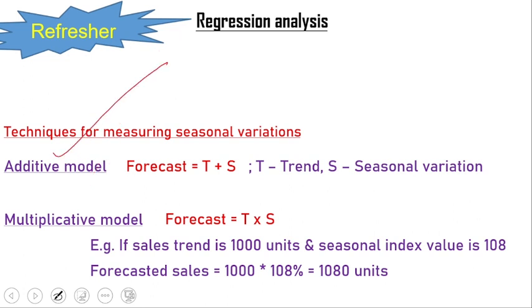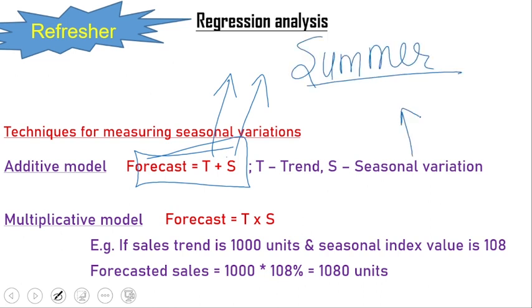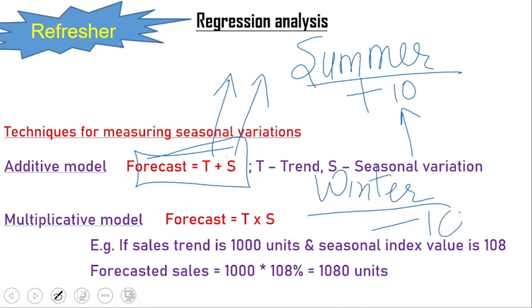In the additive model, the formula is the forecasted sales is equal to the trend plus the seasonal variation. So the seasonal variation will either be a plus or a minus. We are into the business of ice creams. So in summer, our seasonal variation will be say plus 10. And in winter, our seasonal variation will be say minus 10.